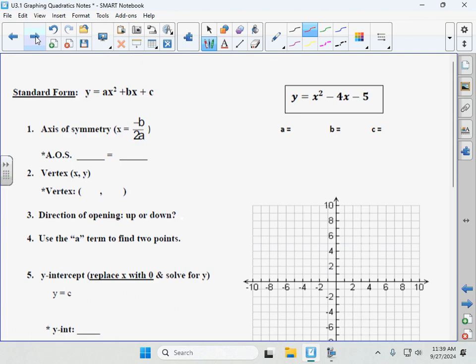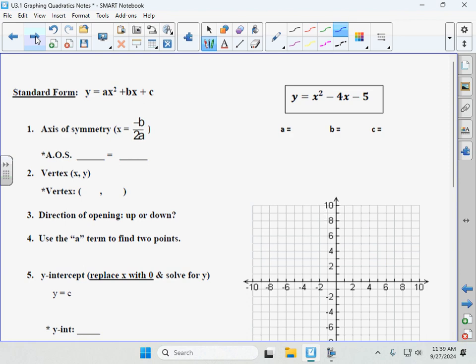All right, so again, our standard form for the equation of a quadratic equation is y equals ax squared plus bx plus c. We're going to go ahead and graph this equation, y equals x squared minus 4x minus 5. To find the axis of symmetry line, we're going to use this formula, x equals negative b over 2a. Using our equation, we can state what a, b, and c are.